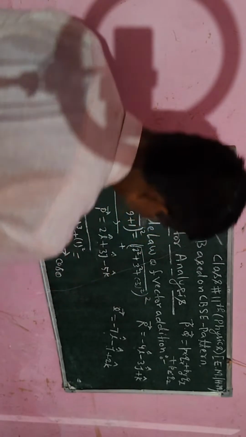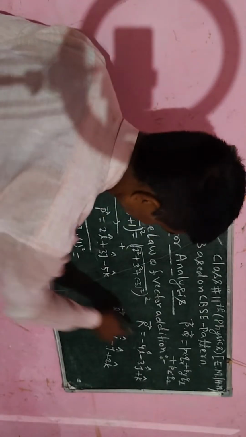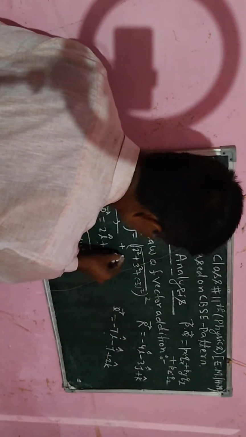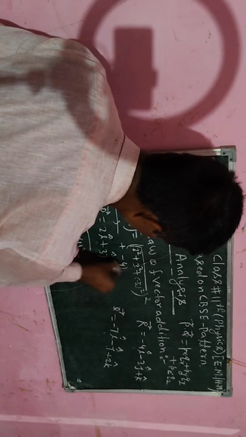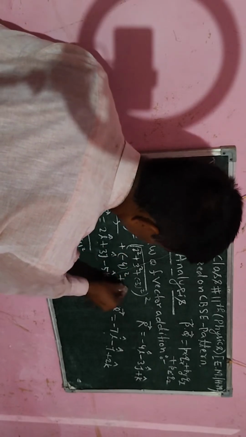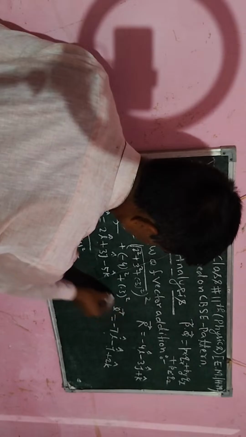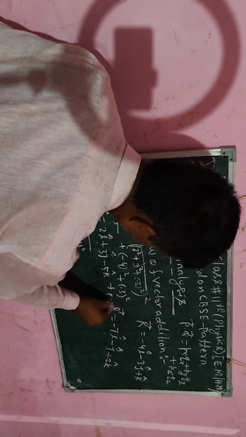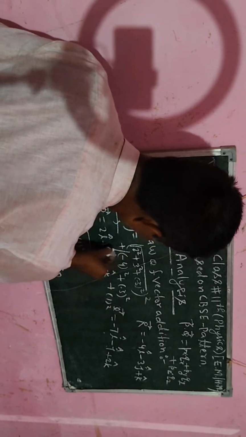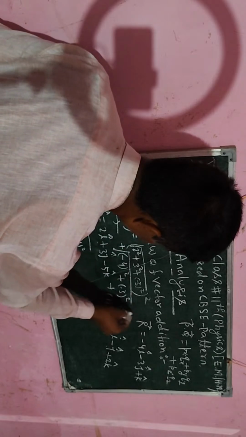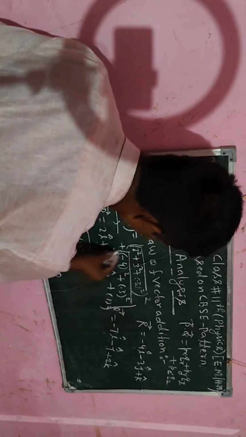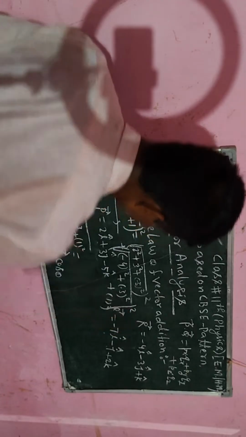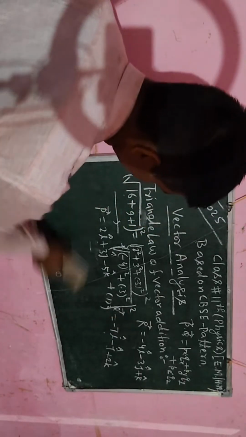So here I will put also the same for Q square. So vector Q square will be minus 4 whole square plus minus 3 whole square plus 1 whole square, and all will be within the square root, and I will put there whole square. Okay, now further I will simplify.